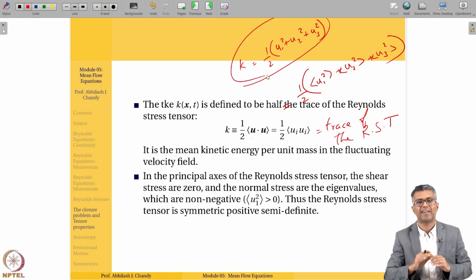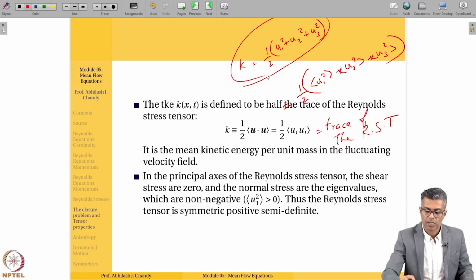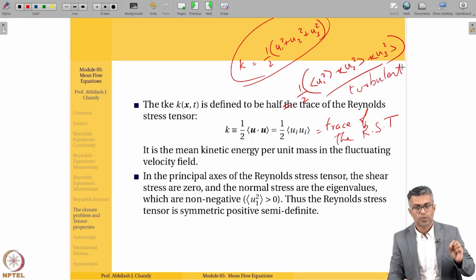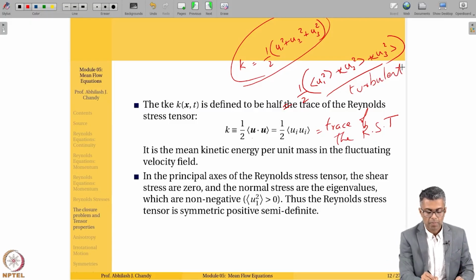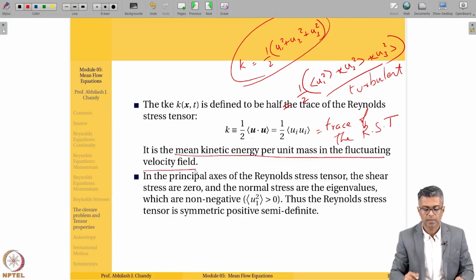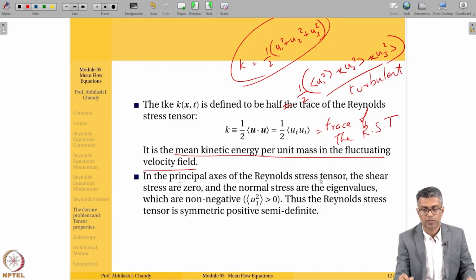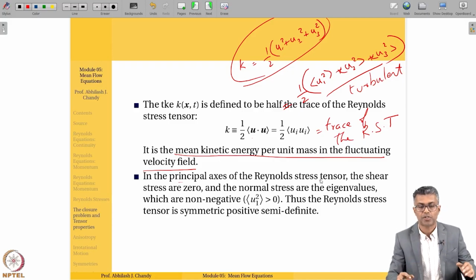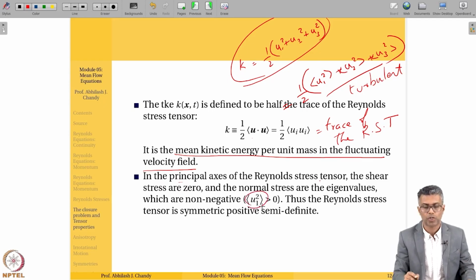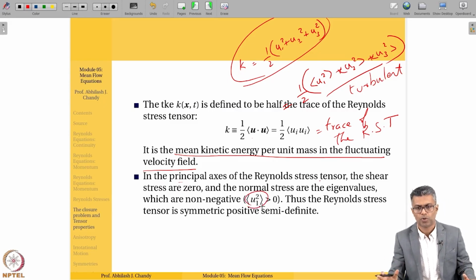This is for any flow. This is the definition of kinetic energy. This is for a turbulent flow. So keep that in mind, right? So the mean kinetic energy per unit mass in the fluctuating velocity field, because you have a turbulent flow. In the principal axis of the Reynolds stress tensor, which is the diagonal component, the shear stresses are 0 and the normal stresses are the eigenvalues, which are non-negative, of course, because U1 squared mean is always going to be greater than 0. So it's non-negative.